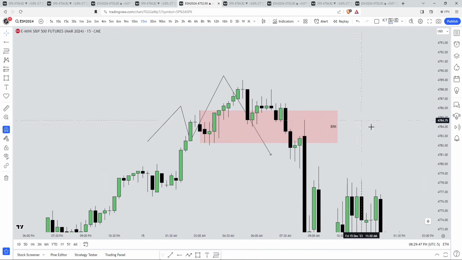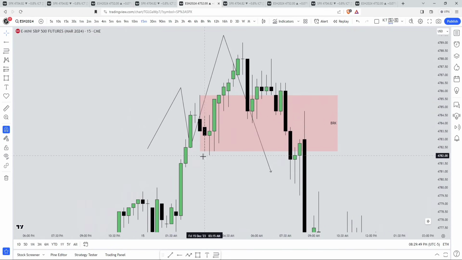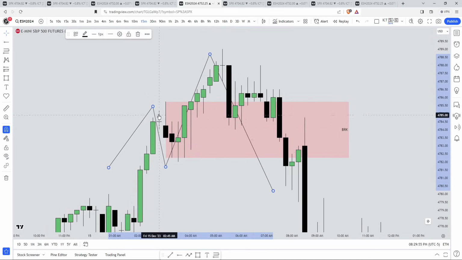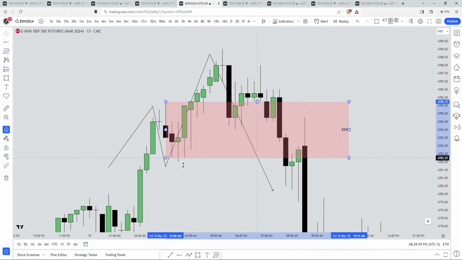Why am I not using this lower wick right in here? Well, because it's just the two down close candles. From my experience of trading ICT concepts, I've only seen him mark out the two down close candles and he won't incorporate that lower wick, whether that's significant or not.